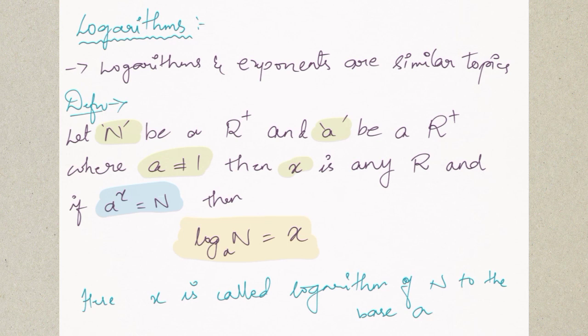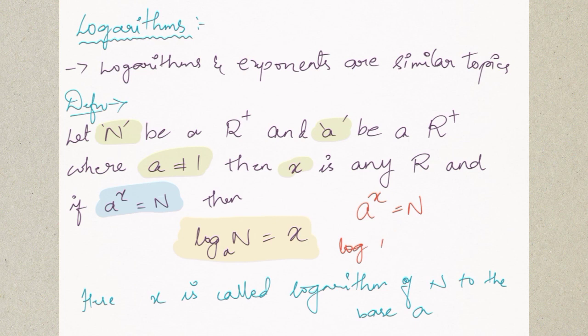Now first let's look at the definition. Let n be a positive real number and a also be a positive real number where a cannot be 1. Then x is any real number, and if a power x is equal to n, then log n to the base a is equal to x. Maybe you will not understand anything in the definition. It's just for reading and seeing. I'll tell you, no need to worry. So if a power x is equal to n, then logarithm of n to the base a equal to x. That's it. So that is the general form.